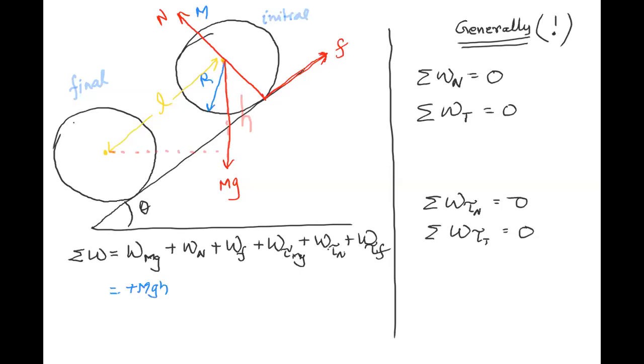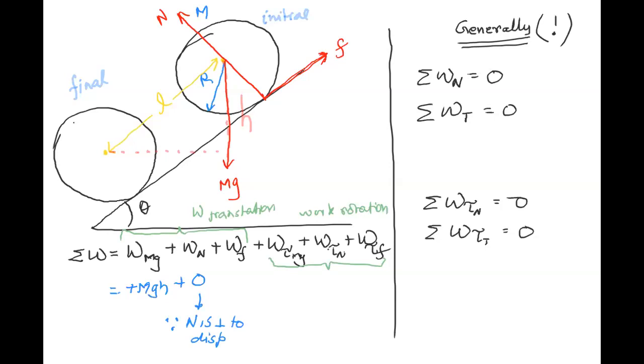Plus work done by normal reaction, which is 0. Why is it 0? It is 0 since normal reaction is perpendicular to the displacement of the center of mass. Please be very, very careful. This is the work done for the translation, and this is the work done for the rotation of it.